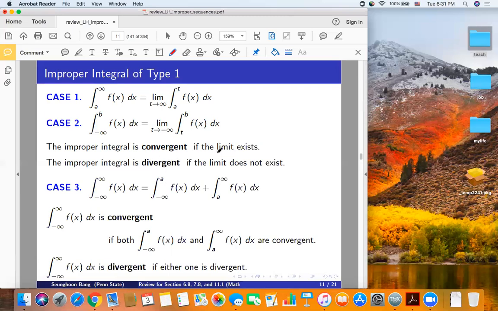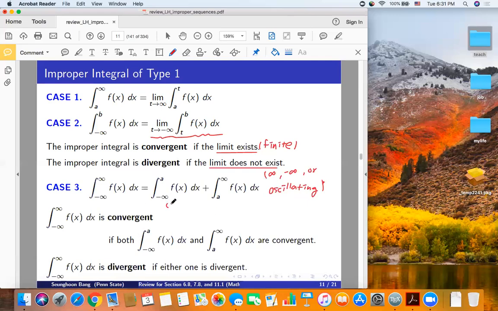So what does it mean for the limit to exist? The limit value is finite. What does it mean for the limit not to exist? You calculate the limit of the definite integral, and this value is infinity minus infinity, or oscillating infinitely many times. Then the improper integral is divergent.